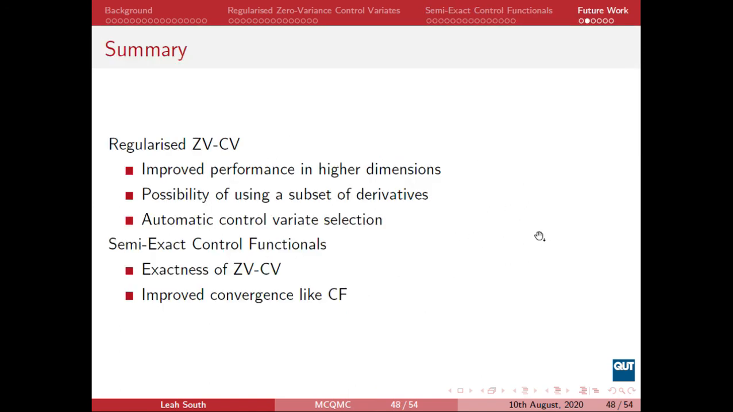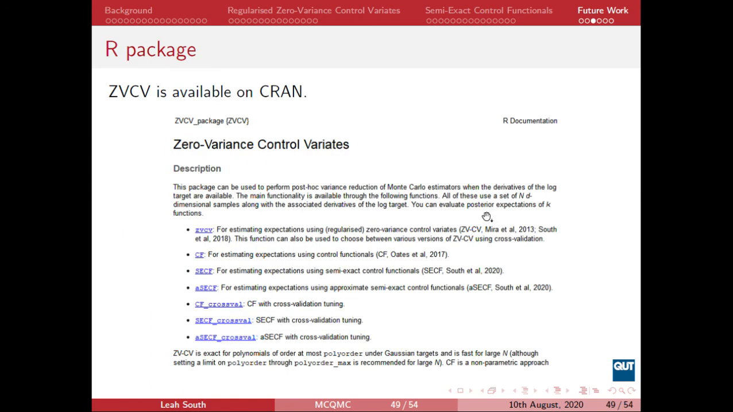So just to summarize, we had a paper called Regularized Zero-Variance Control Variates, where we improved the performance in higher dimensions. We looked at the possibility of using only a subset of derivatives, and we performed automatic control variate selection, which I didn't have time to go into, unfortunately. Semi-exact control functionals has the benefits of exactness of ZVCV and improved convergence like control functionals. And we also had a couple of theoretical results in that setting. The package ZVCV has all of the methods I've spoken about, and it's available on CRAN.